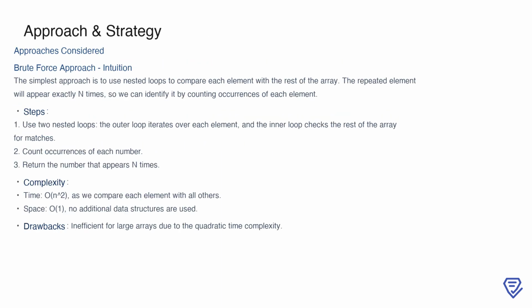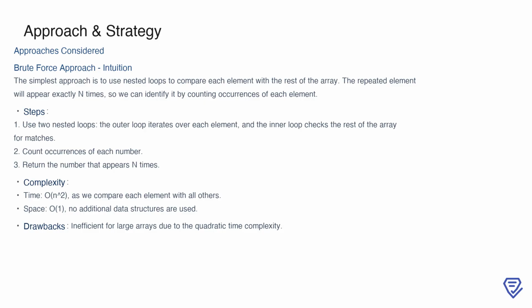To begin, we consider the brute force approach. This is the most straightforward method where we use 2 nested loops to compare each element with the rest of the array. Since the problem guarantees that one specific element is repeated n times, we can identify it by simply counting the occurrences of every number.